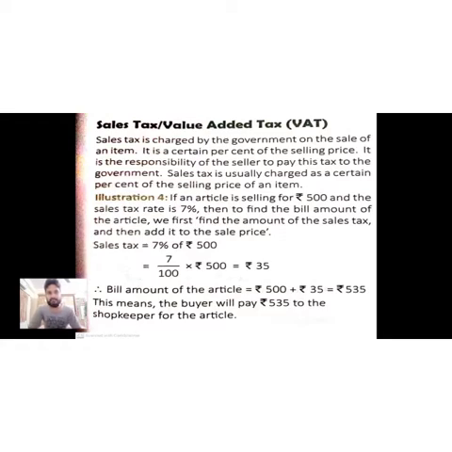To find the bill amount of the article, what do we have to do? First of all, we have to find the sales tax on the article. So the sales tax is 7% of rupees 500, 7 upon 100 into 500, and the sales tax is rupees 35. Now the bill amount of the article is 500 plus 35 equals 535. This means the buyer will pay rupees 535 instead of 500 to the shopkeeper for the article.